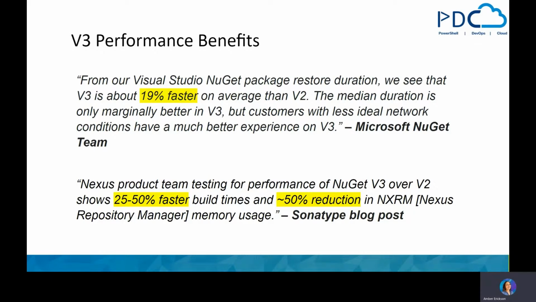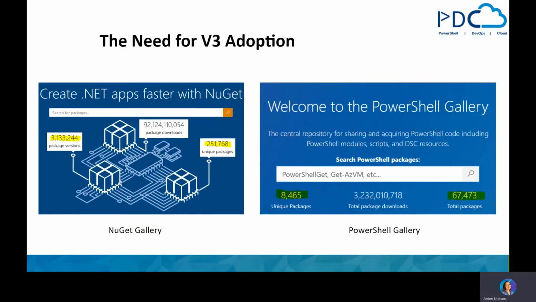And the second, from the Nexus repository manager, states that the Nexus product team testing for performance of NuGet v3 over v2 shows 25 to 50% faster build times and about a 50% reduction in the Nexus repository manager memory usage. So there's significant advantages to moving over to a protocol that's newer and more thoughtfully designed.